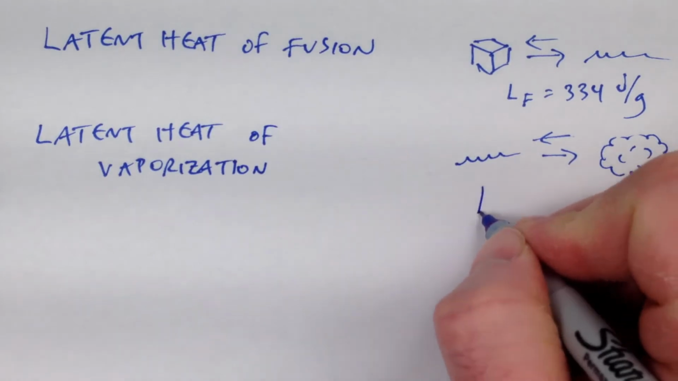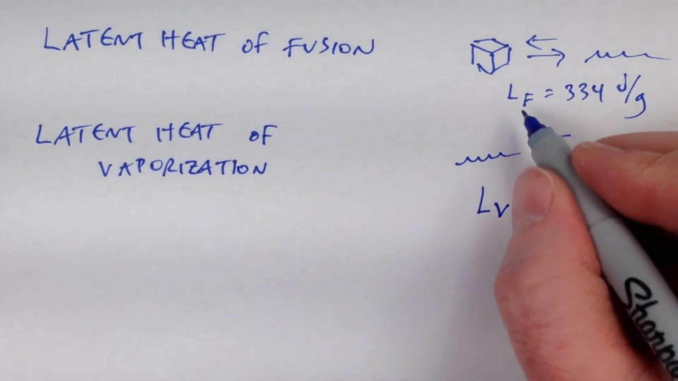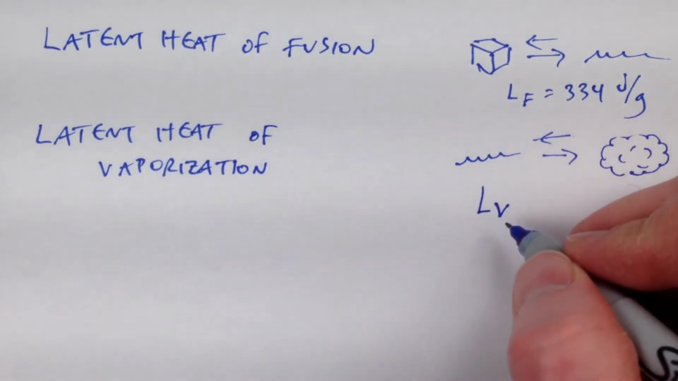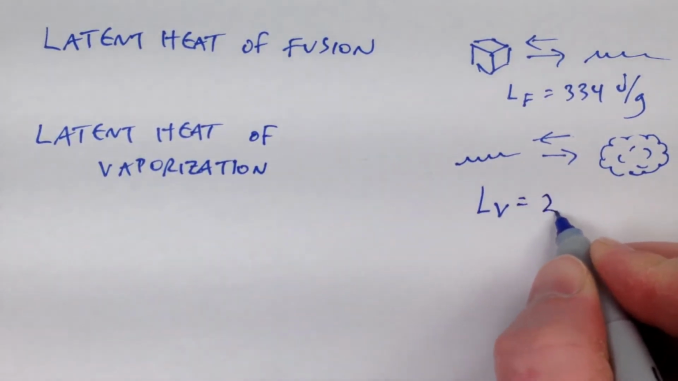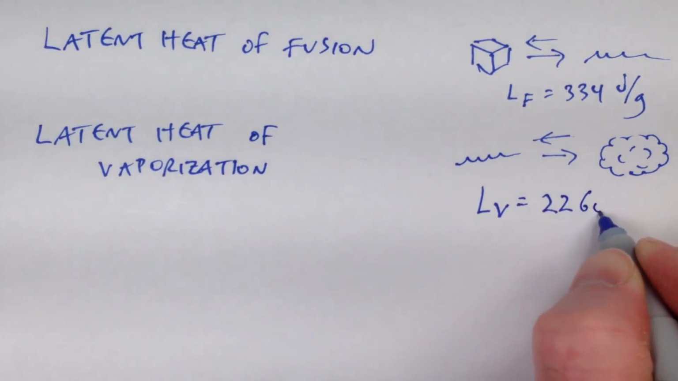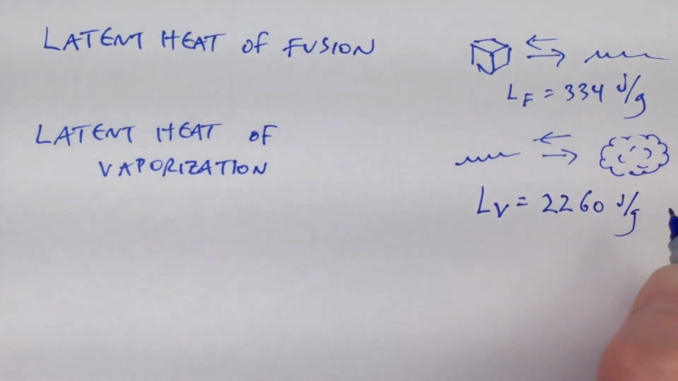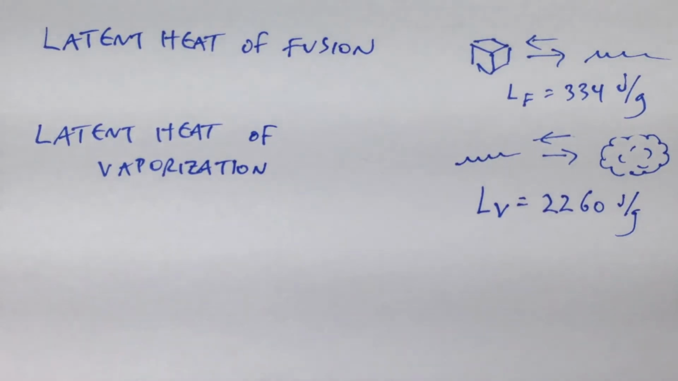Now, the latent heat of vaporization for water is substantially higher than the latent heat of fusion. The latent heat of vaporization, see F for fusion, V for vaporization, is equal to 2,260 joules per gram. That is nearly 7 times the latent heat of fusion. That is much, much higher. Right, so I want to give you a visual to help you make sense of all this.